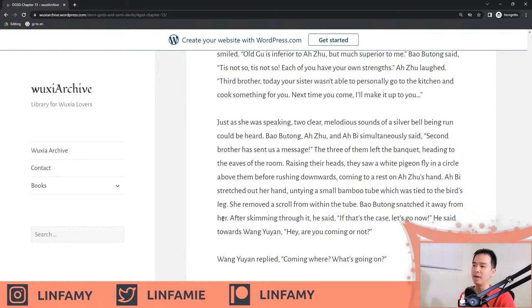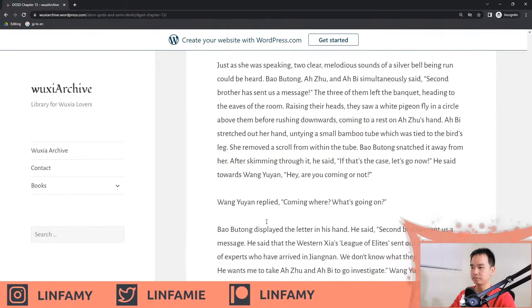Raising their heads, they saw a white pigeon fly in a circle above them before rushing downwards, coming to rest on Aju's hand. Abi stretched out her hand, untying a small bamboo tube, which was tied to the bird's leg. She removed the scroll from within the tube. Bao Butong snatched it away from her. After skimming through it, he said, "If that's the case, let's go now," he said towards Wang Yuyan.